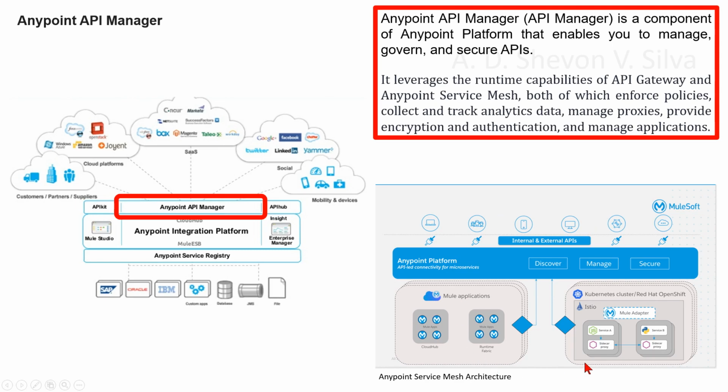Here, Anypoint Service Mesh architecture. Anypoint Service Mesh is an independent architecture layer encapsulated in a Kubernetes or Red Hat OpenShift cluster. In the Anypoint Service Mesh architecture, instead of services directly communicating with one another, a sidecar proxy is used to perform the same job.